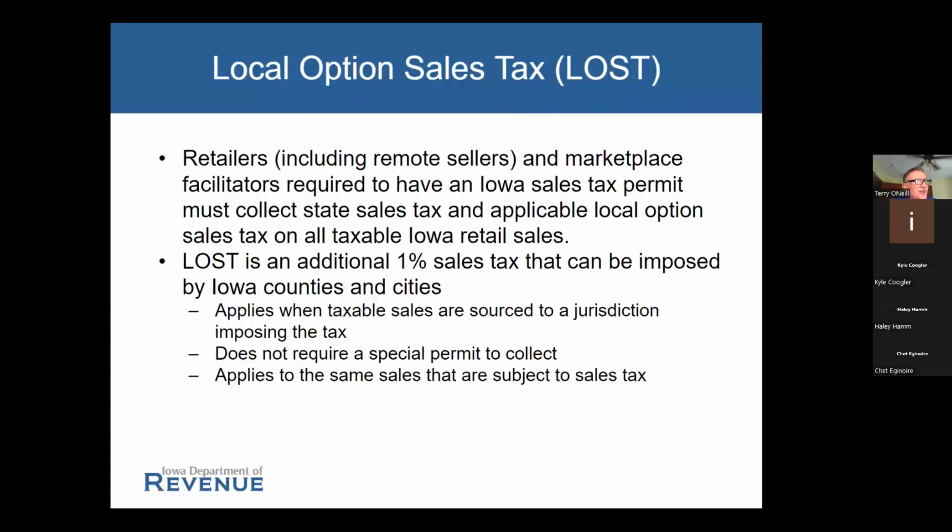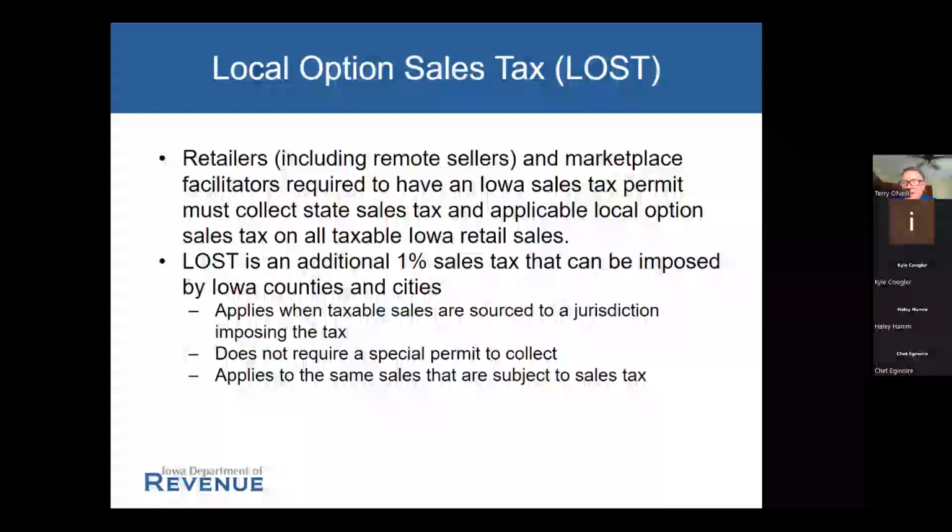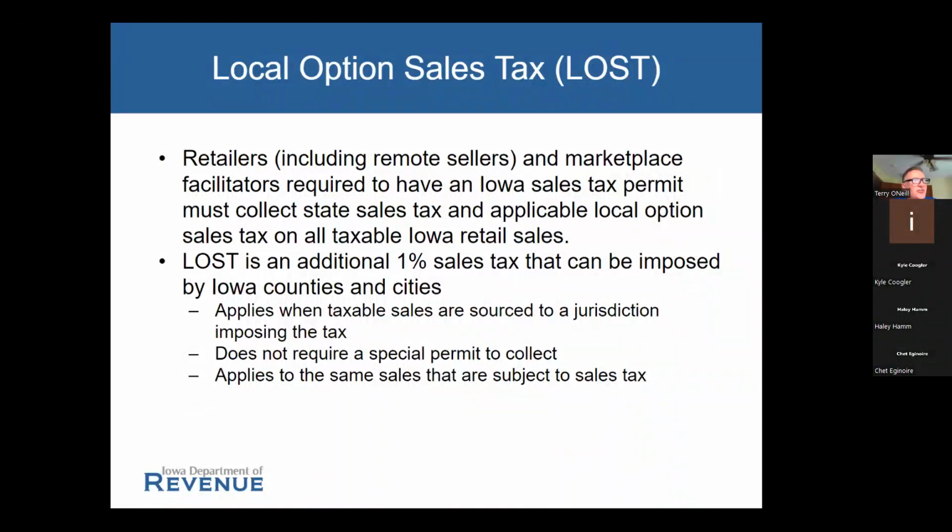Local option sales tax. Any retailers, and this could include a remote seller or a marketplace facilitator that's required to have an Iowa sales tax permit, must collect tax on taxable sales, the state sales tax, and any applicable local option sales tax as well. What is the local option sales tax, or LOST, L-O-S-T? It's an additional 1% sales tax that can be imposed by Iowa counties and cities. Essentially, this applies when taxable sales are sourced to a jurisdiction imposing the tax.